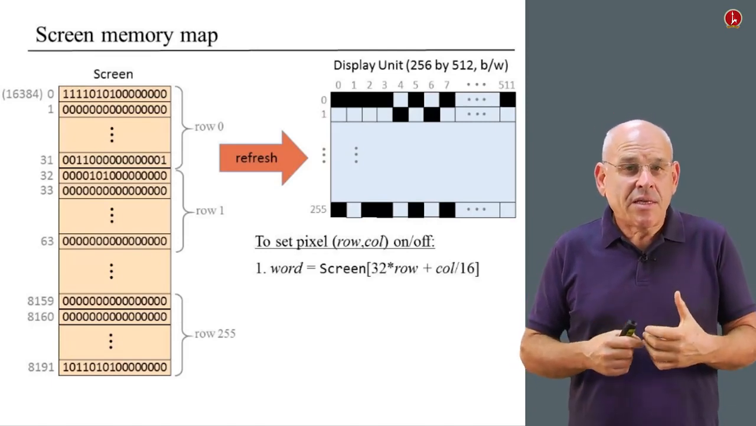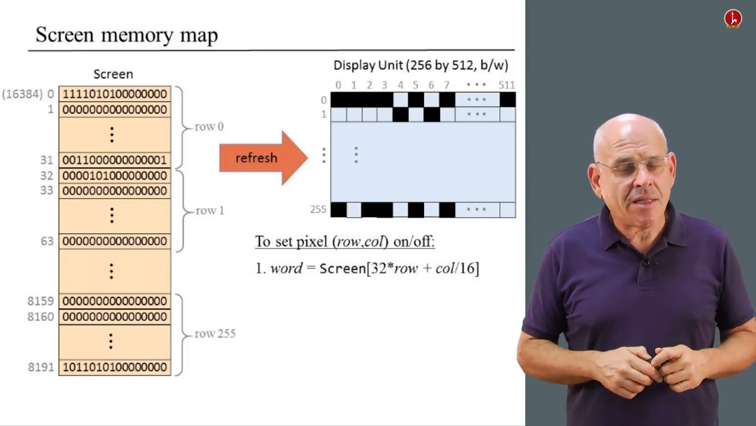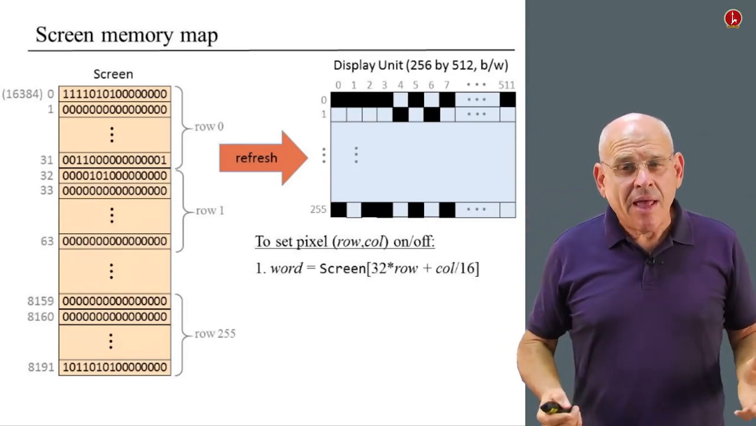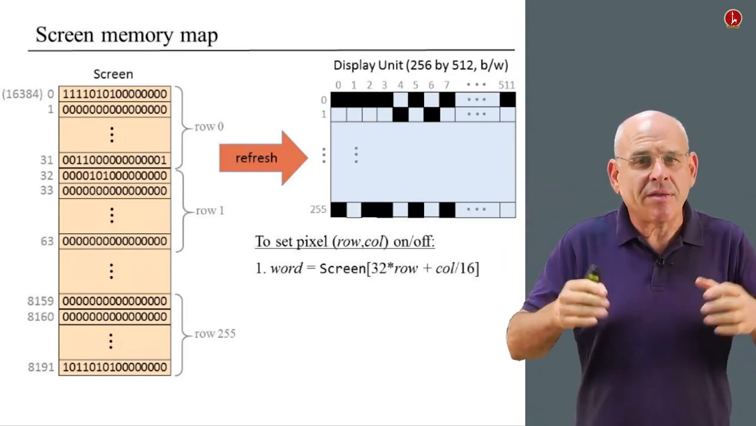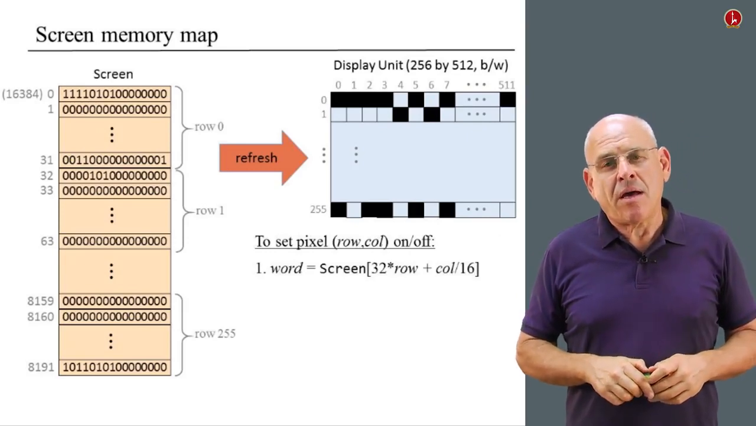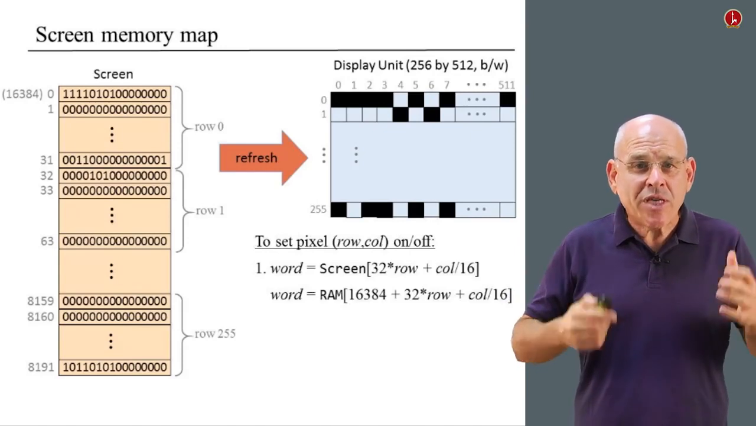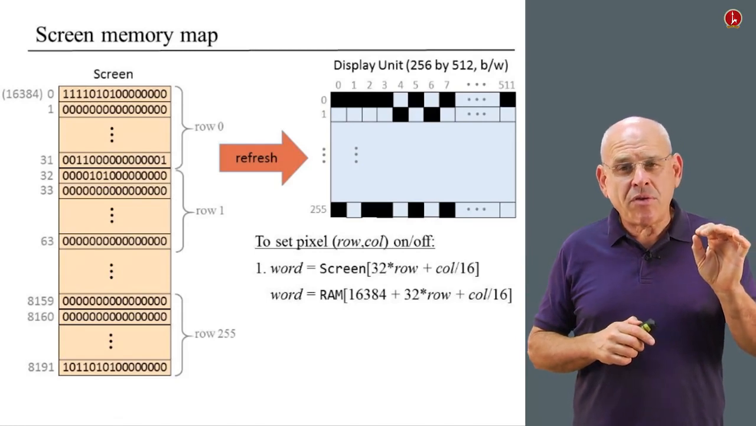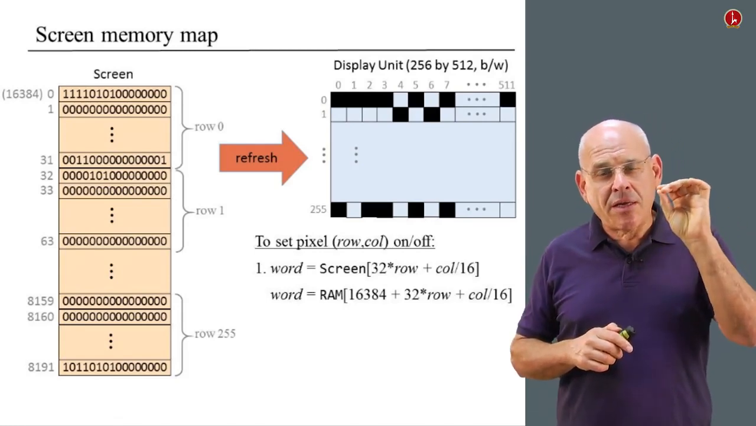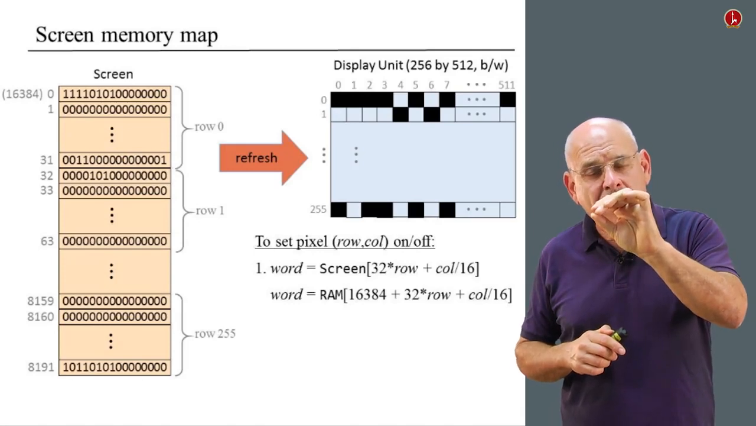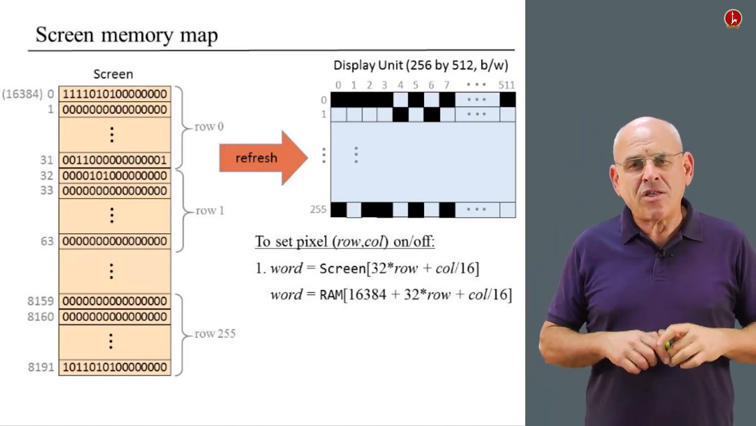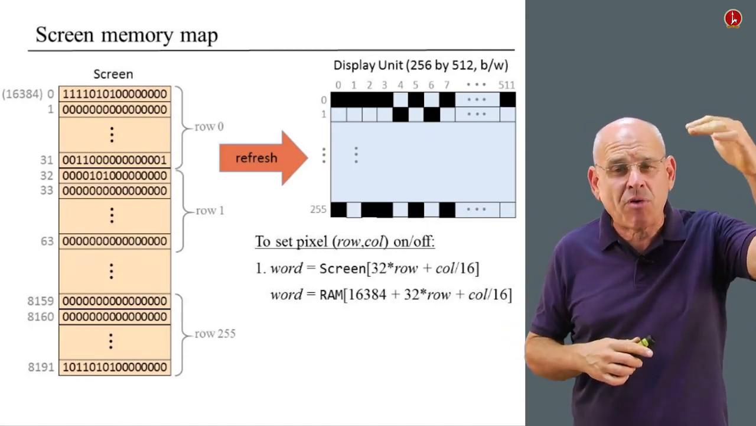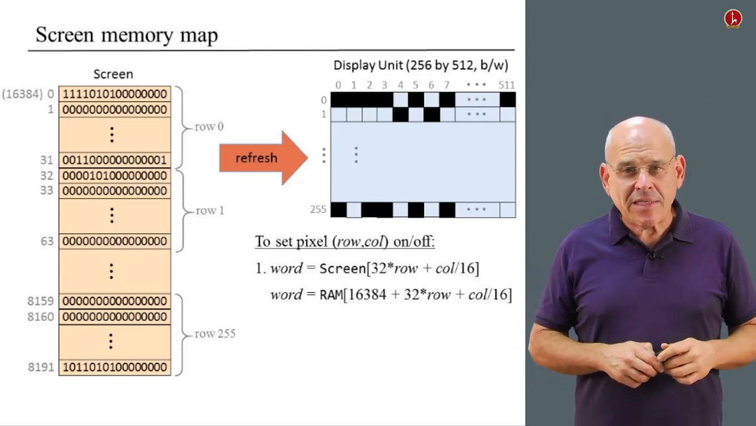So if I access the screen chip, I use the address that you see here. But if I access the overall RAM, I have to take this relative address and add to it the base address of the memory map in the overall memory, which happens to be 16384. So this is just a technical detail. If you want to write to the screen using the screen chip directly, you use the first algebraic expression, and if you are told that the screen is part of a larger memory, you have to add up the base address.